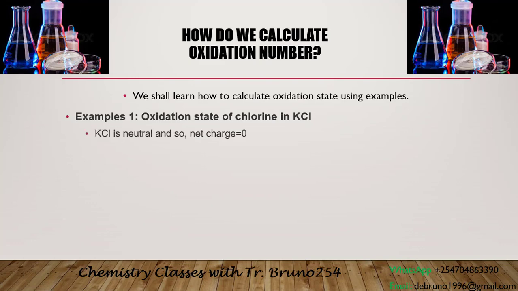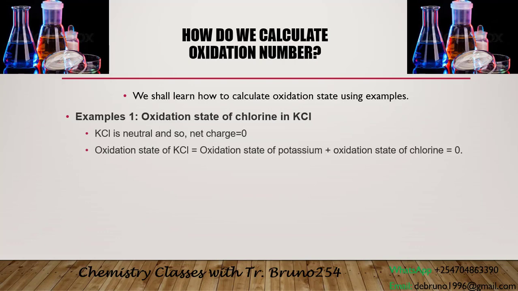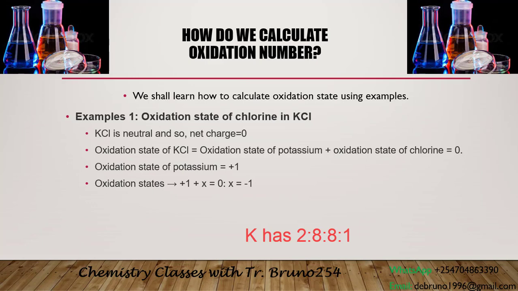The first thing you need to know is that potassium chloride is a neutral compound. Why? Because the net charge is 0. We don't have a net charge indicated by any sign in the chemical formula shown there, and therefore the oxidation state of potassium plus the oxidation state of chlorine should be equated to 0, since the overall charge is 0.